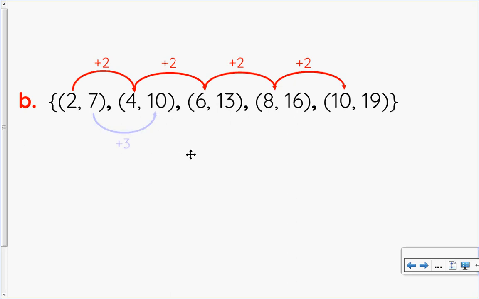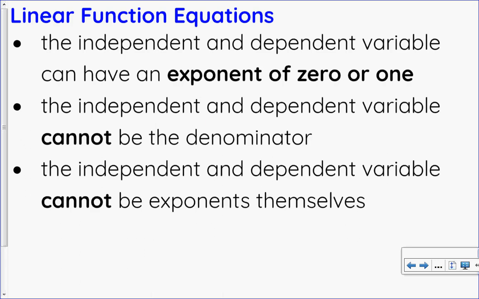7 to 10 is up 3, and then I'm doing plus 3, plus 3, plus 3. So since x, the independent variable, has its consistent rate of change, and y, the dependent variable, also has its consistent rate of change, they don't have to be equal to each other. This would be an example of a linear function.